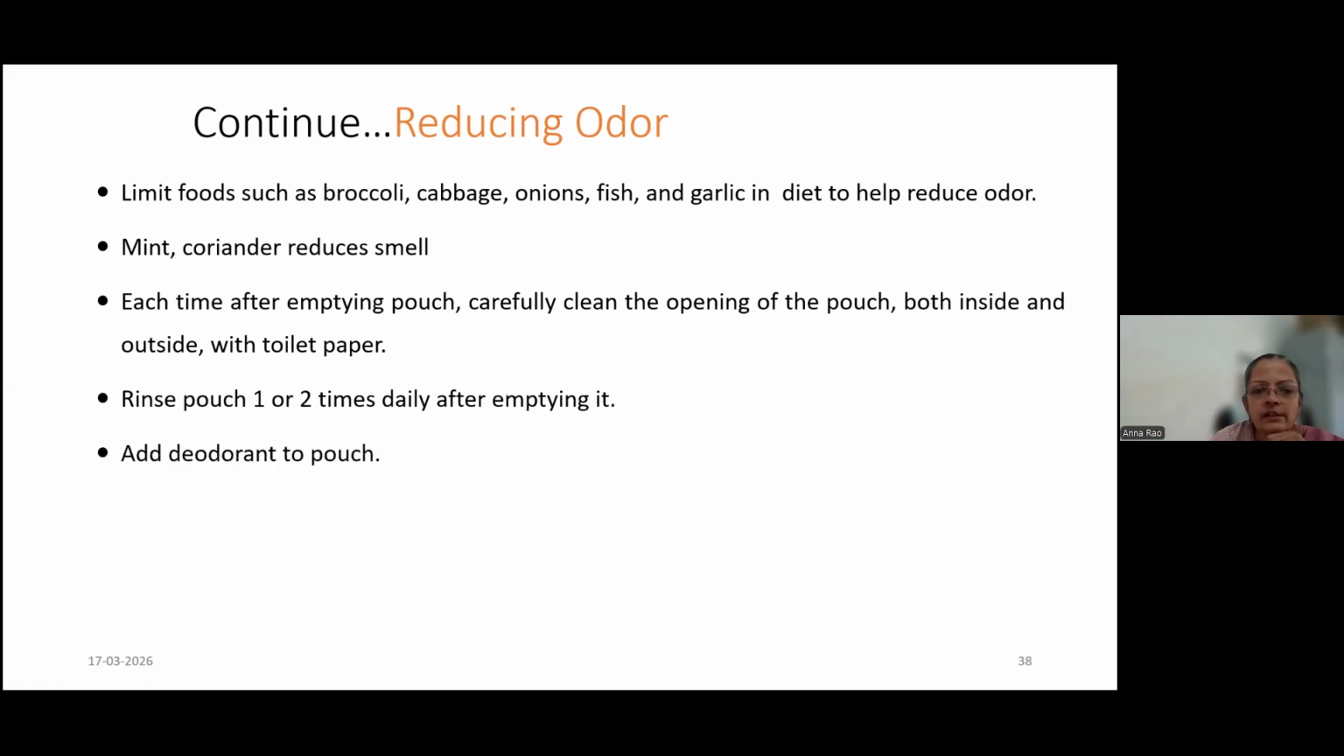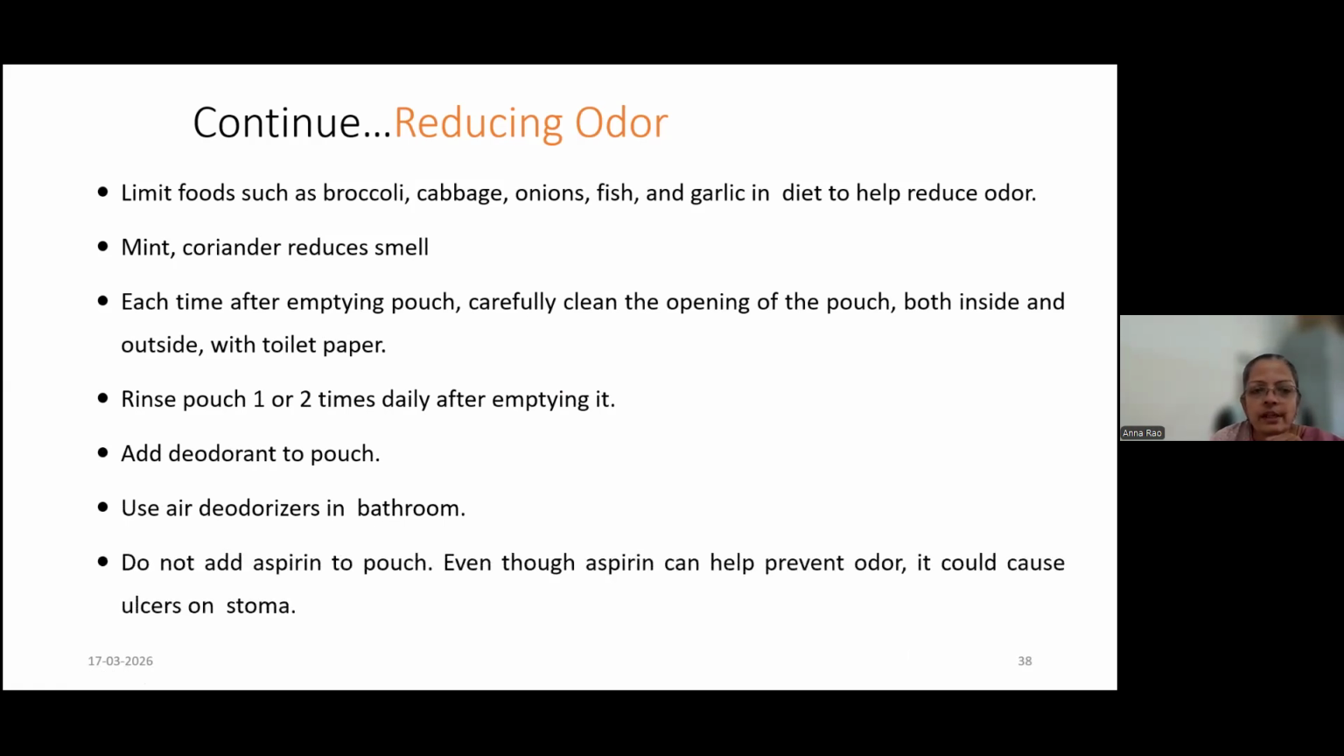Cleaning it thoroughly will also be helpful. Ready-made deodorants are provided by companies, so that can also be used. And for the surrounding environment, they can use incense sticks or the like. But do not add any kind of aspirin in the pouch, right? It may remove odor, but it will cause ulcers on the skin, so that should not be used at all.